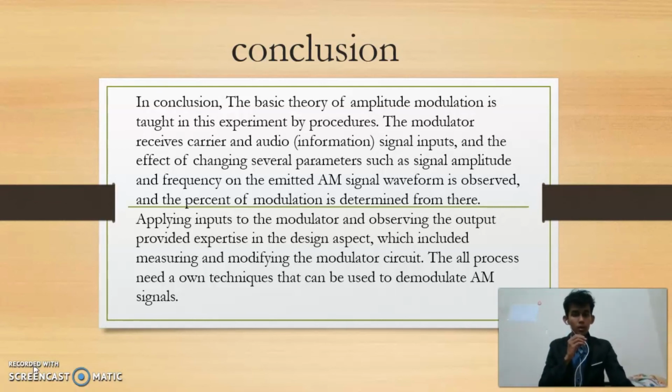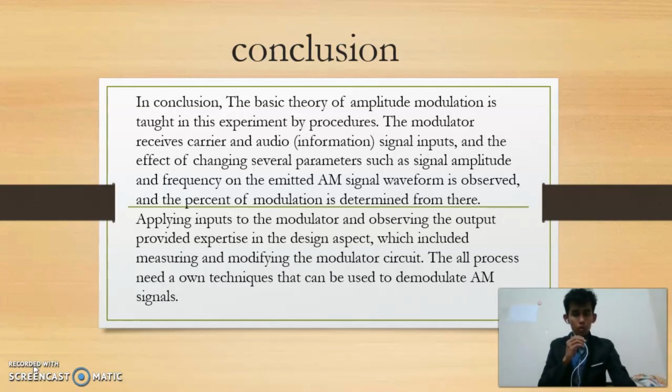Our topic is amplitude modulation and demodulation. For our conclusion, the basic theory of amplitude modulation is taught in this experiment by procedure. The modulator receives carrier and audio information signal input, and the effect of changing several parameters such as signal amplitude and frequency on the emitted AM signal waveform is observed, and the percent of modulation is determined from there.